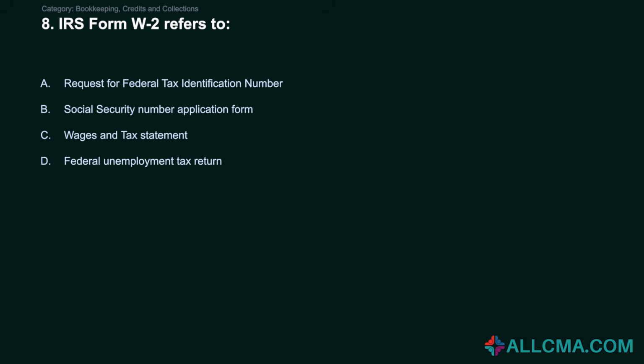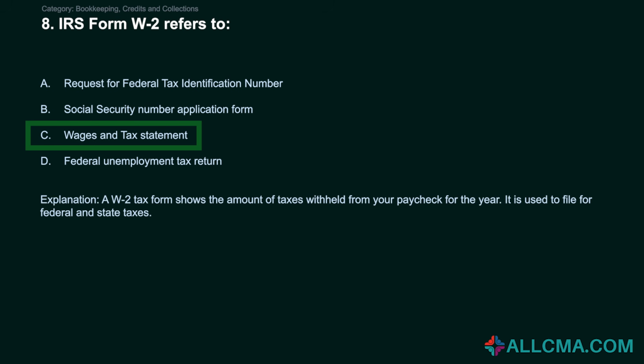8. IRS Form W-2 refers to A. Request for federal tax identification number. B. Social Security number application form. C. Wages and tax statement. D. Federal unemployment tax return. Correct answer: C. Wages and tax statement. A W-2 tax form shows the amount of taxes withheld from your paycheck for the year. It is used to file for federal and state taxes.